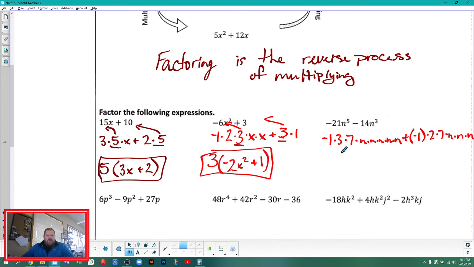So what all is common in the two terms that I have? I have a negative 1 in both of them. I have a 7 in both of them.